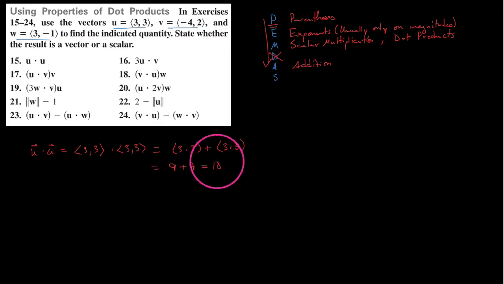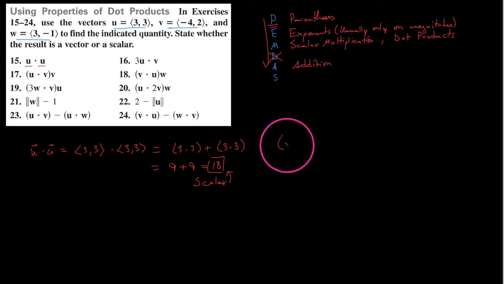We really get 18. Part of this was to evaluate it, but also part of this was to indicate whether we got a scalar or a vector for an answer. In this case, we definitely get a scalar for an answer, and certainly that's something we could have told ourselves before we even started. Anytime you do a dot product of two vectors, you get a scalar for an answer. And so I'm going to hop around a little bit here, to something more along the lines of number 18.